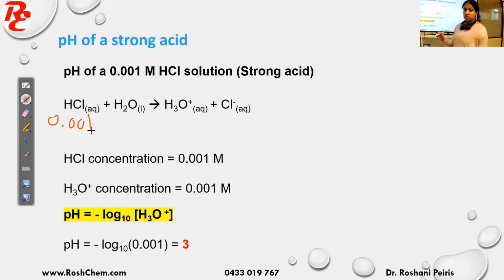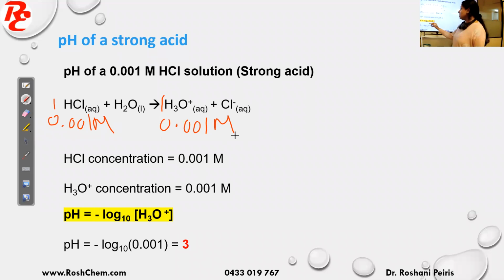If you look at the ionization equation, the coefficient of HCl is 1. The coefficient of H3O+ is also 1, which means it's a 1-to-1 ratio. So if the concentration of HCl is 0.001 molar, the concentration of H3O+ is also 0.001 molar. The two concentrations are equal here because it's a 1-to-1 ratio.